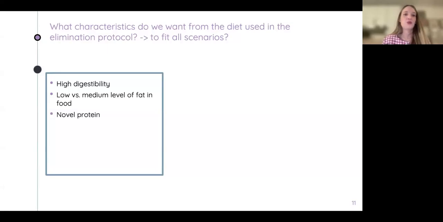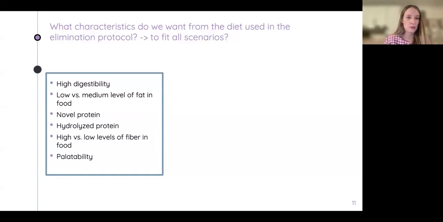And also if we have presentation of pancreatitis, sometimes it comes alongside the chronic enteropathy. Then oftentimes we prefer to have a novel protein in the diet just to avoid any intolerance or allergy, or the protein can also be hydrolyzed. And when it comes to fiber, we also want to individualize that: a high fiber diet would be more beneficial in colitis, for example, and a low fiber diet with low residue would be more beneficial when there are problems in the small intestine and stomach.